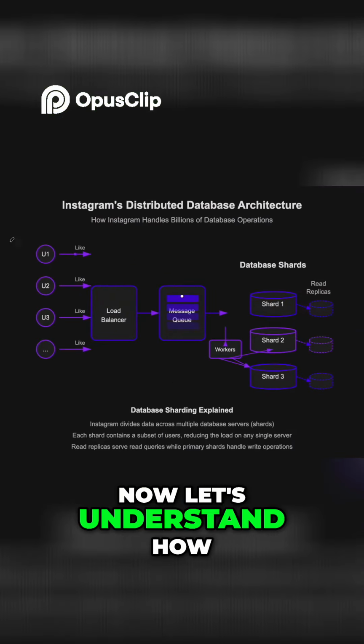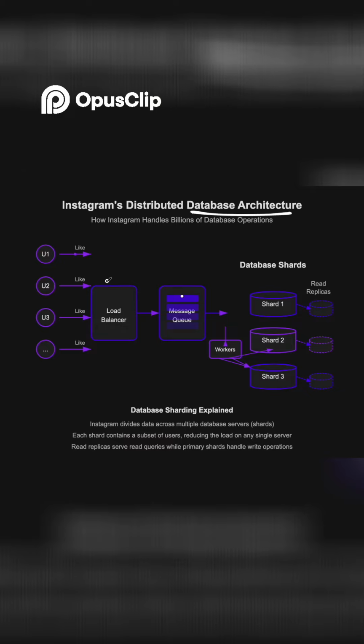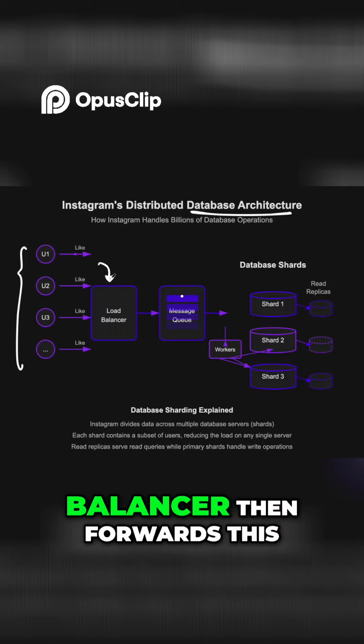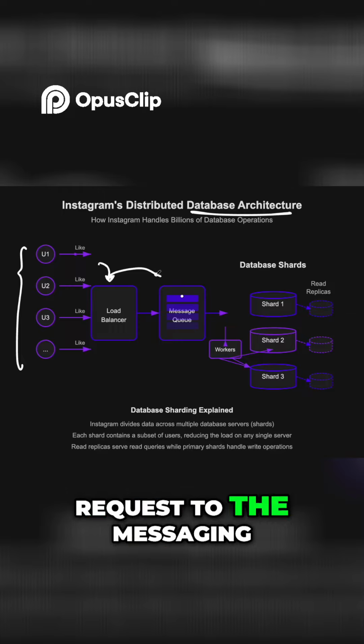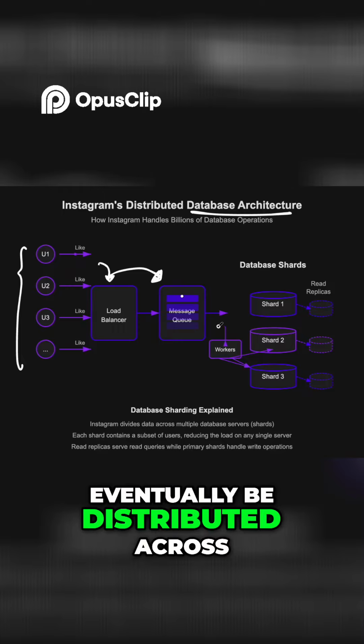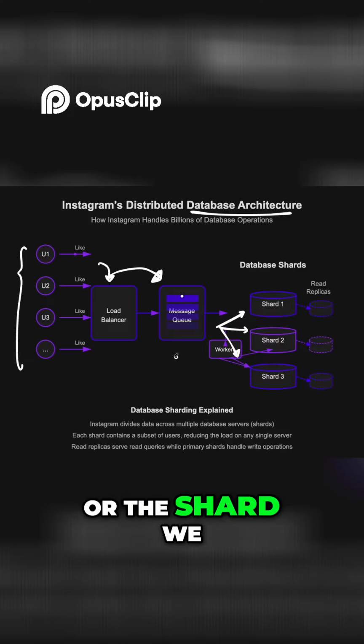Now let's understand what the database architecture of Instagram actually looks like. All the like requests first come to the load balancer. The load balancer then forwards these requests to the messaging queues, which would then eventually be distributed across the different DB servers, or the shards we can say.